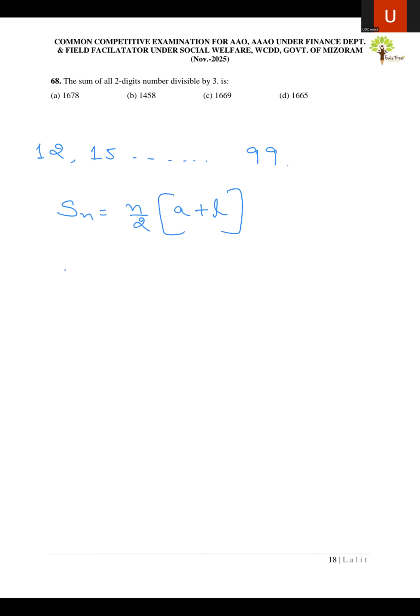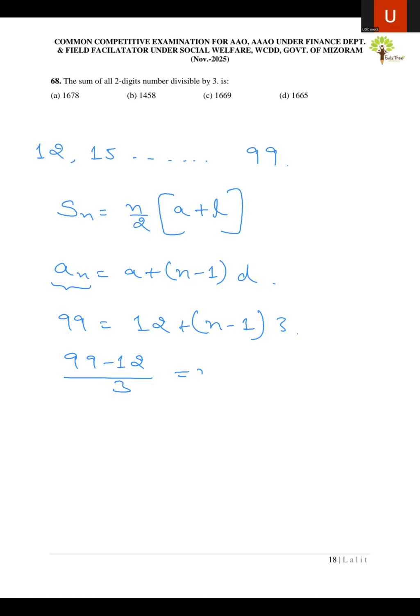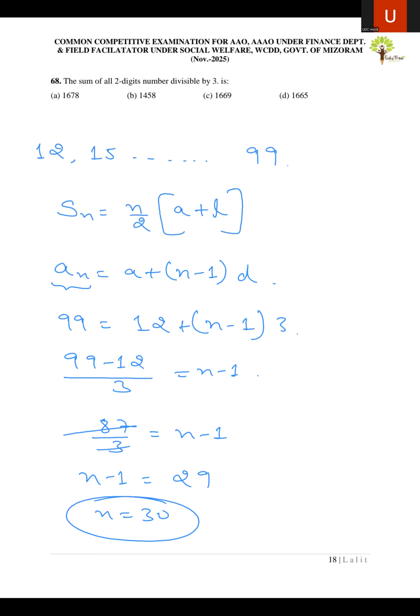We can find n by using this. An equals a plus n minus 1 multiplied by d. An is last term. So last term is 99. First term is 12 plus n minus 1. Difference is 3. So this will be 99 minus 12 divided by 3 equals n minus 1. So this is equal to 87 divided by 3. That is, how much? N minus 1 equals 29. N equals 30.